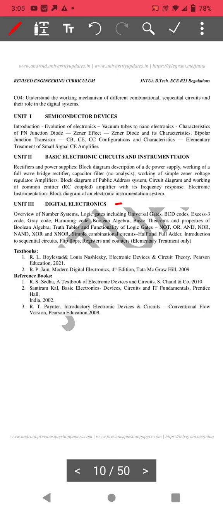Coming to Unit 3, Digital Electronics: important topics and questions for the external examination, the university examination. You can see the syllabus, Digital Electronics, overview of number system.